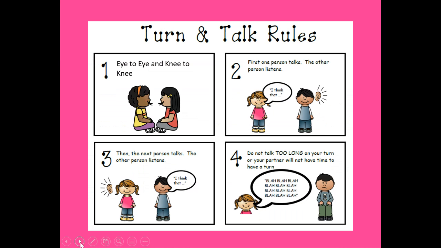So let's go over our turn and talk rules. If you have a partner at home, you're eye to eye and knee to knee. You always face the speaker. And for number 2, first one person talks, the other person listens. Number 3, then the next person talks, the other person listens. And number 4, don't talk too long on your turn, or your partner will not have time for a turn.